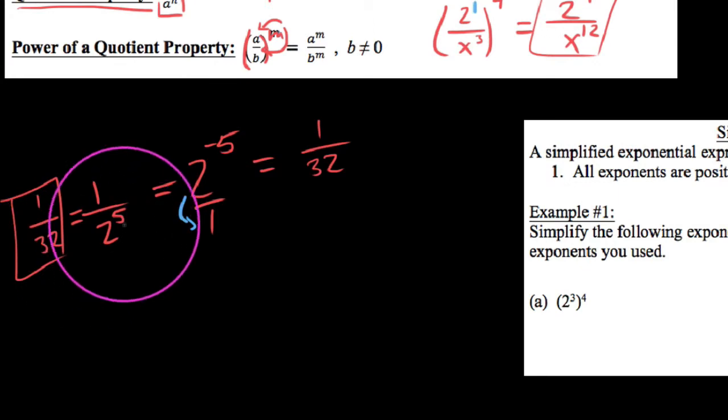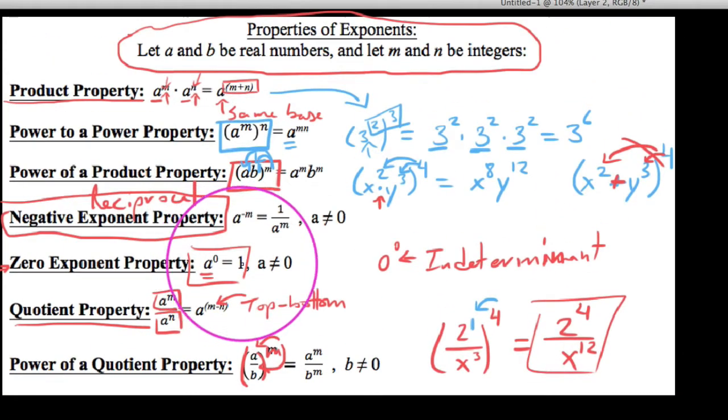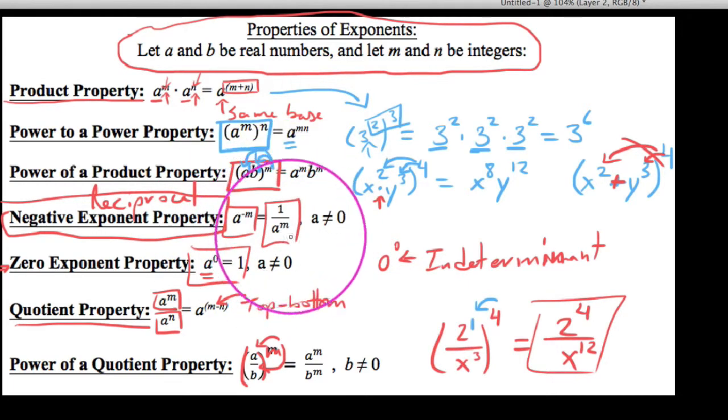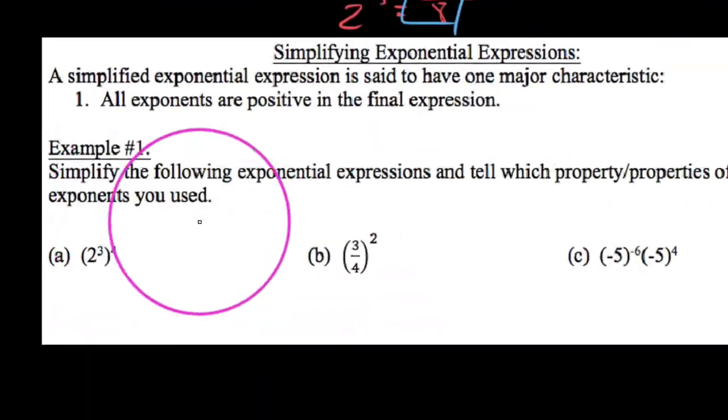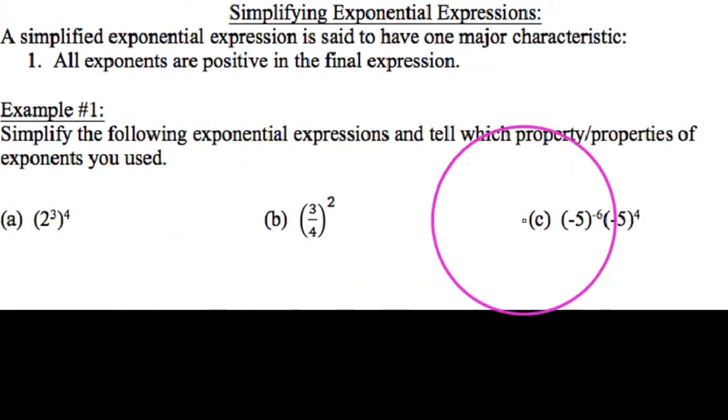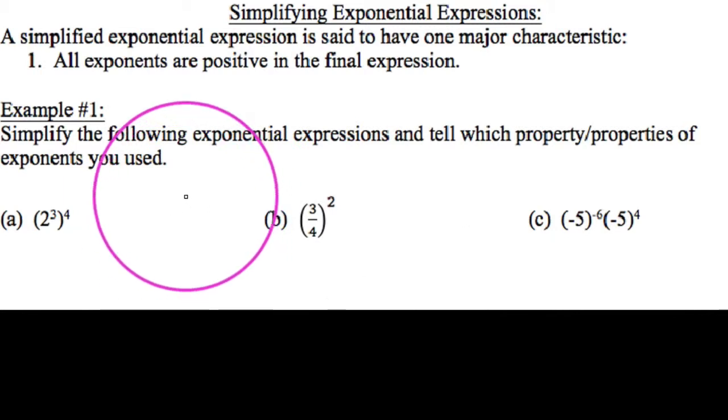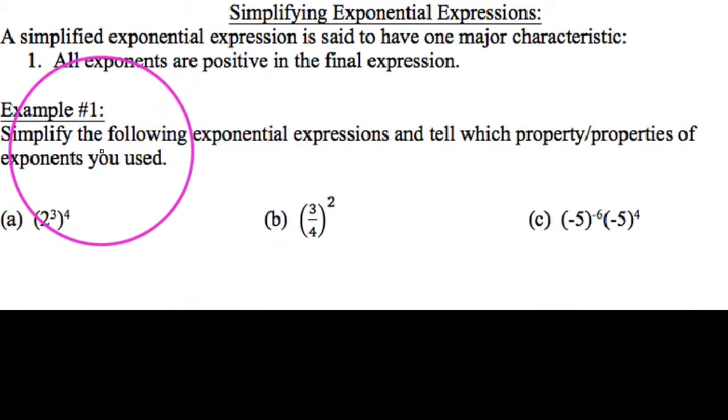Okay. So the 0 power property says anything to the 0 power is 1. The negative exponent property says, look, if you have a to the negative m, that's the same thing as the reciprocal of a to the m, as long as a is not 0. So we're going to use these properties down here. We're going to simplify these 3 expressions, and I want to list what the properties were that we used.